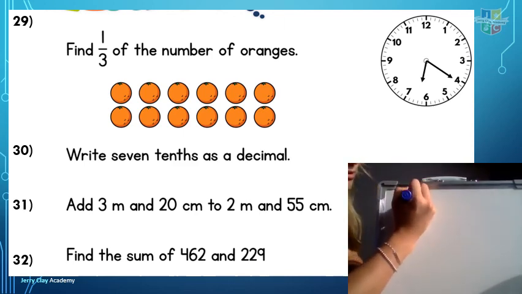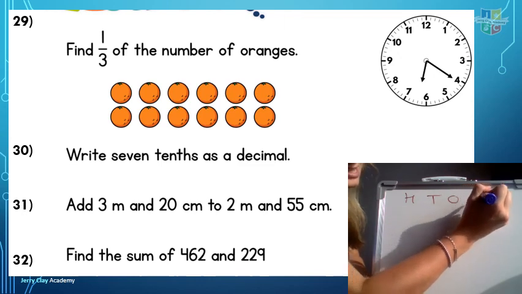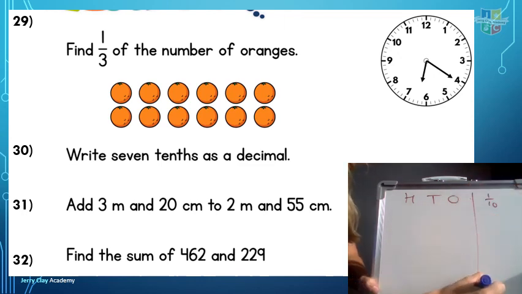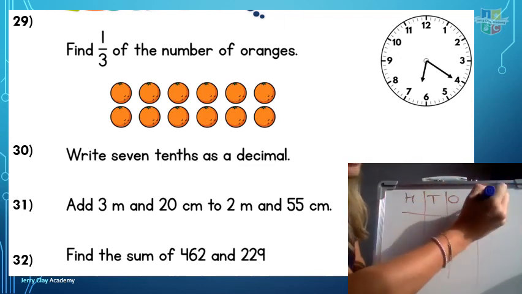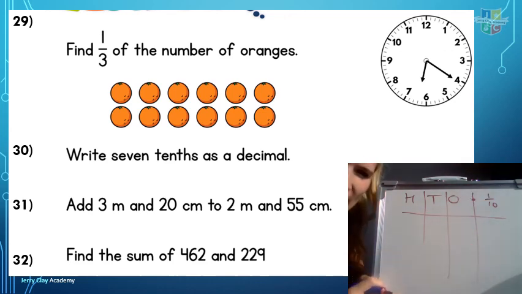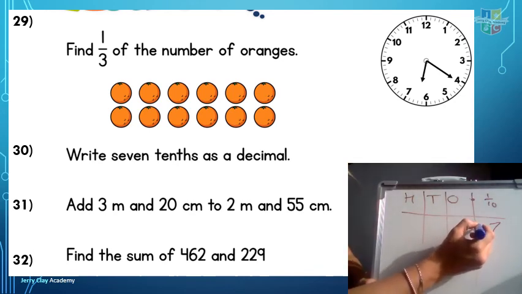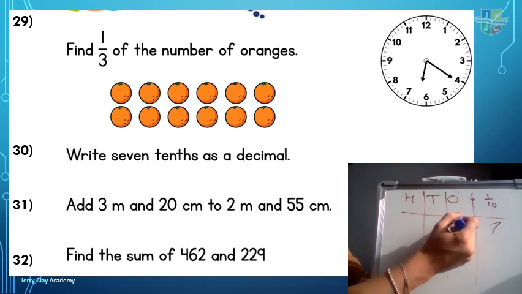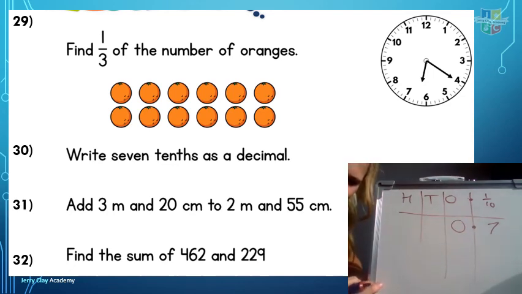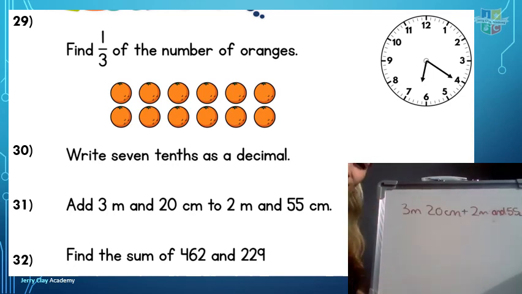Number 30, we are writing 7/10 as a decimal, so I need to first of all draw my columns and put my decimal point in. If I have 7/10, my 7 is going to go in my tenths column. So I write in my 7, I obviously need to put my decimal point, and I can't leave anything in my ones column, so I must put a 0, so it's 0.7.